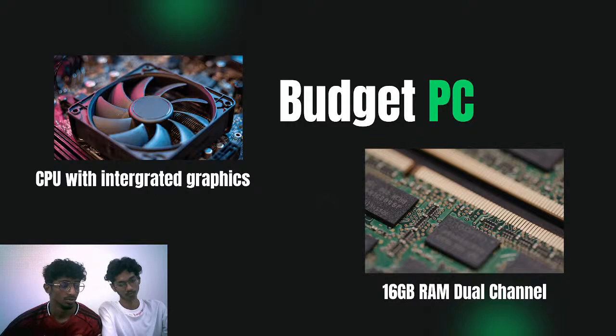To keep the cost low, we often choose CPUs with integrated graphics. Integrated graphics are built directly into the processor, which means we don't need a separate graphics card at the beginning, because most people think that a CPU doesn't have a built-in graphics card, but it does.